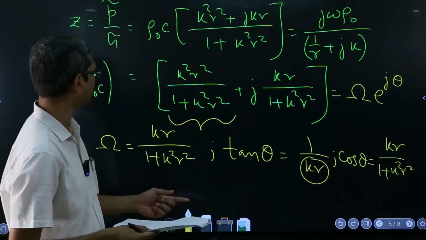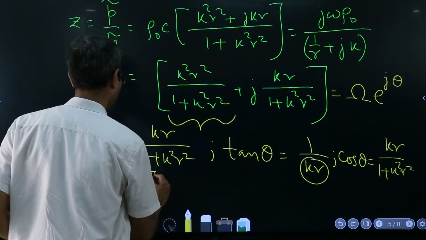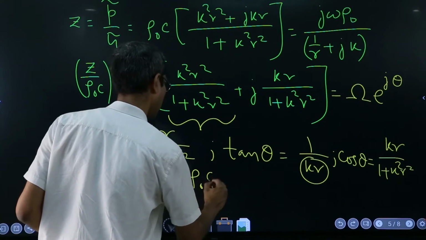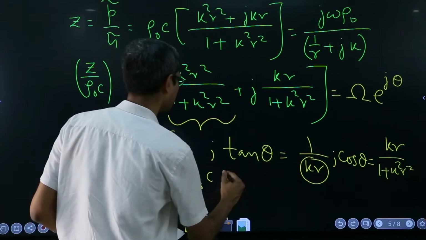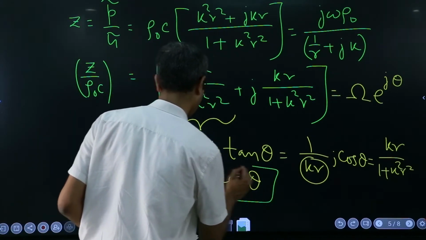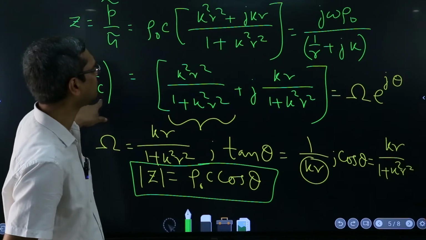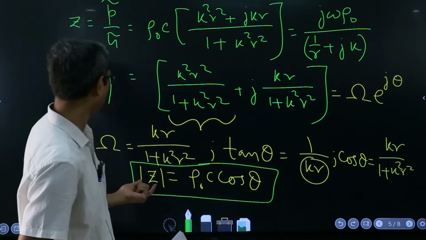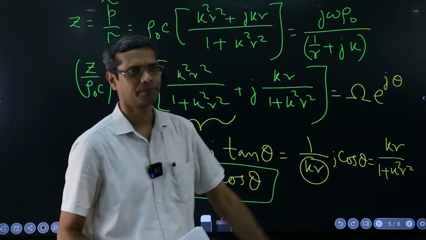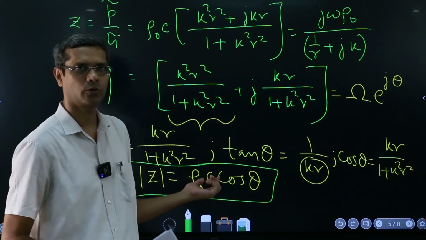Now what does that mean? That means the mod of z is nothing but rho naught c naught, c I am writing anyway, times cos of theta. So its magnitude is rho c times this, and this magnitude happens to be cos theta. But what this equation tells you physically is more important.